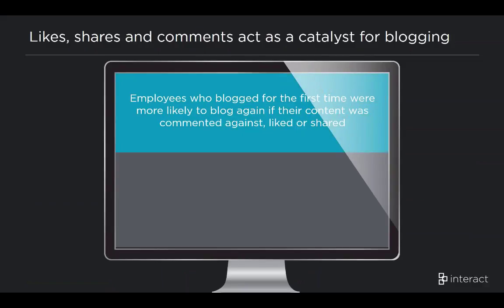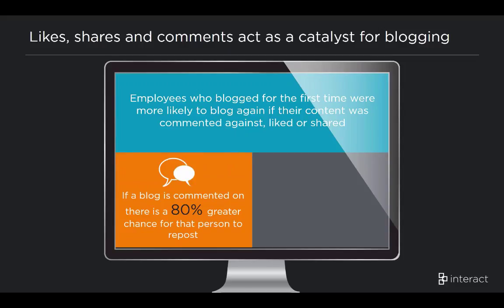Also, keep in mind that social has a validation technique. It's not just about blogging for blogging's sake. We know that employees who blog for the first time are much more likely to blog again if their comment was commented against, liked, or shared. And so that's a collaboration, a bit of a validation technique, rather.